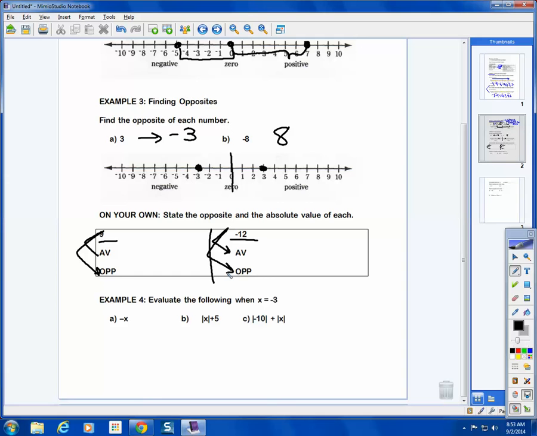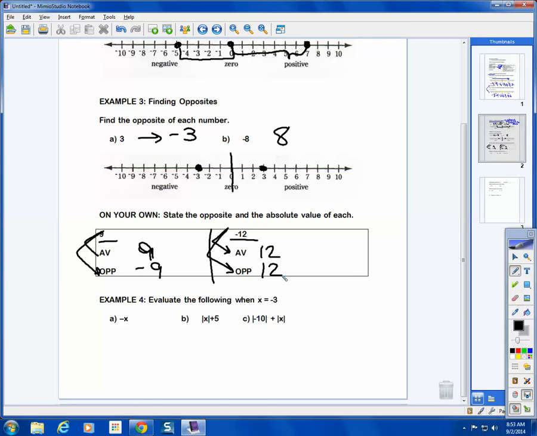Okay, this is pretty simple. How about the absolute value of 9? What did you guys come up with? 9, good. What did you put for an opposite? -9. Very good. How about the absolute value of -12 over here? 12. How about the opposite? It's 12 also. Opposite of negative is positive, okay?